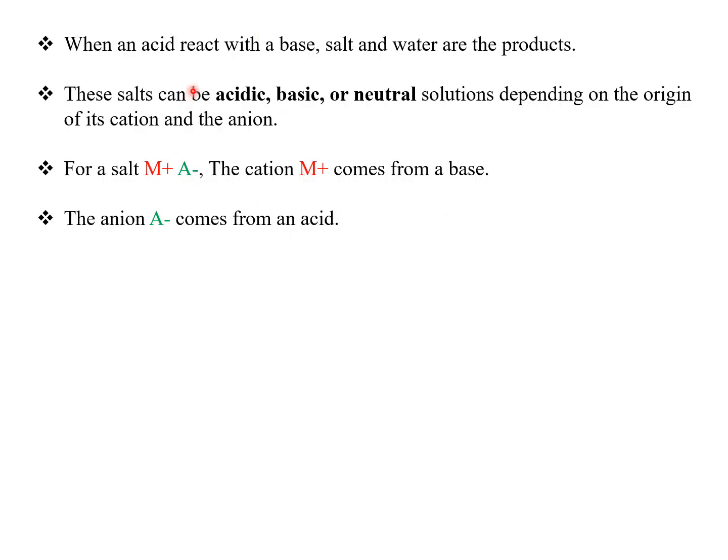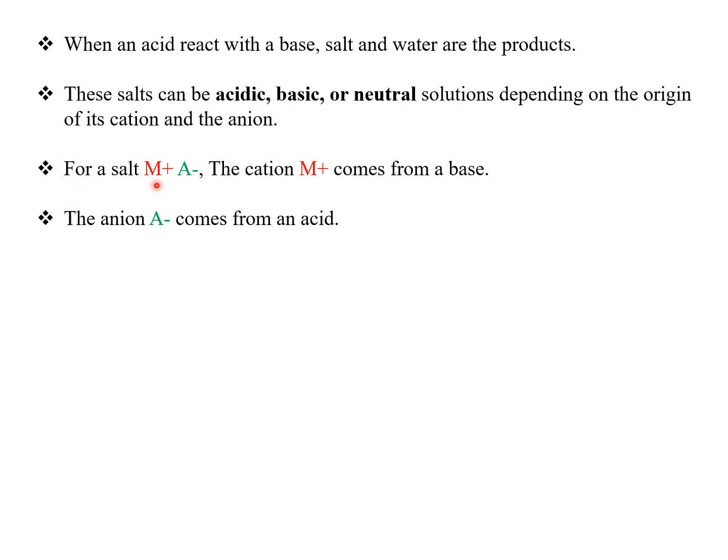When an acid reacts with a base, a salt and water are the products. Salts can be acidic, basic, or neutral. The pH scale runs from 1 to 14. The midpoint, pH equal to 7, we call neutral pH. A pH less than 7 we call acidic pH, and a pH above 7 is basic pH.